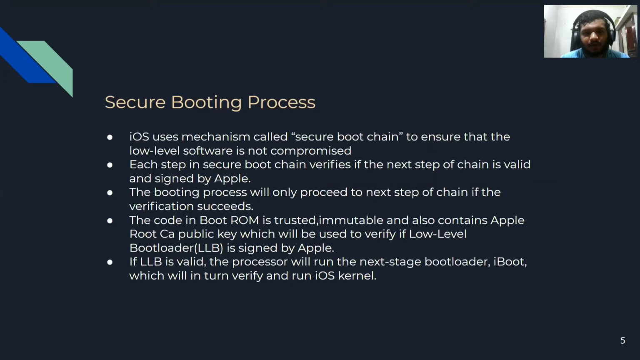Now, secure booting process. iOS uses a mechanism called secure boot chain to ensure that the low-level software is not compromised. Each step in the secure boot chain verifies if the next step of the chain is valid and signed by Apple. The booting process will only proceed to the next step of the chain if the verification succeeds. The code in boot ROM is trusted, immutable, and also contains the Apple root public key, which will be used to verify if the low-level bootloader, that is LLB, is signed by Apple. Only if LLB is valid, the processor will run the next stage bootloader, that is iBoot, which will in turn verify and run the iOS kernel.